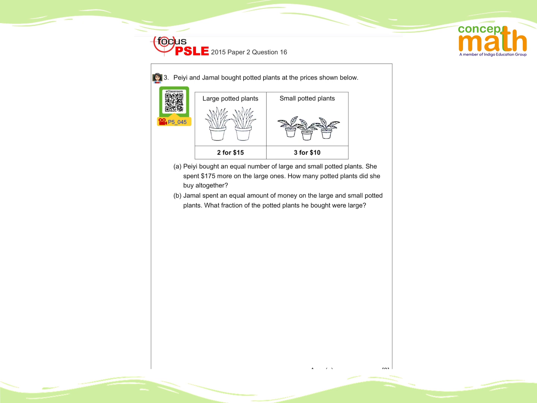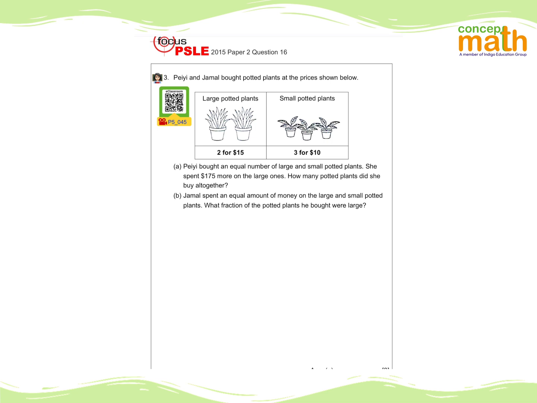This was a PSLE question in 2015. Pei and Jamal bought some potted plants at the prices shown below. The large potted plants are selling at 2 for $15, and the small potted plants are selling at 3 for $10. So let's look at part A, Pei first.